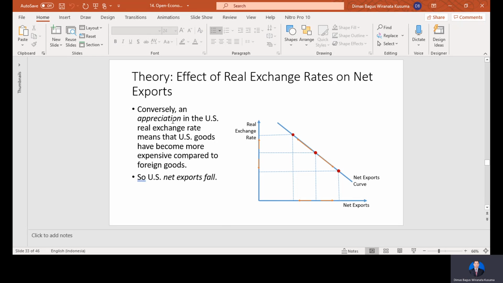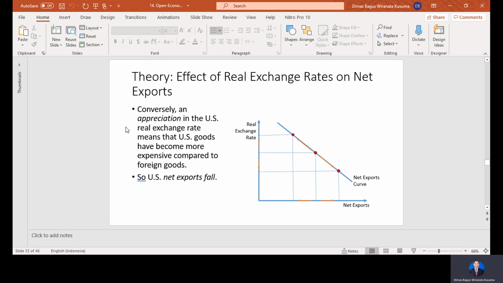Conversely, appreciation in the US real exchange rate means US goods have become more expensive compared to foreign goods, so net exports fall. So this is the real exchange rate, this is the net exports. If the real exchange rate depreciates, decreases, then net exports will be positive, higher. It means exports are greater than imports, and the other way around.